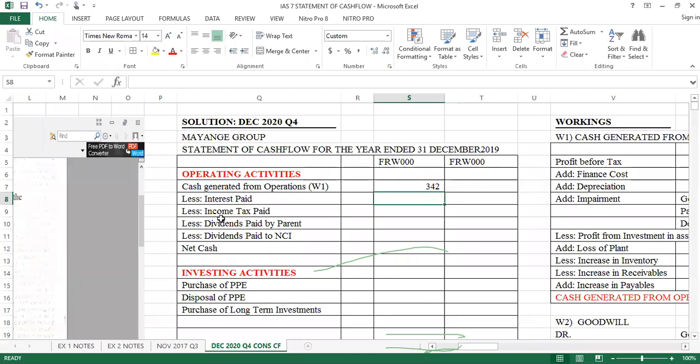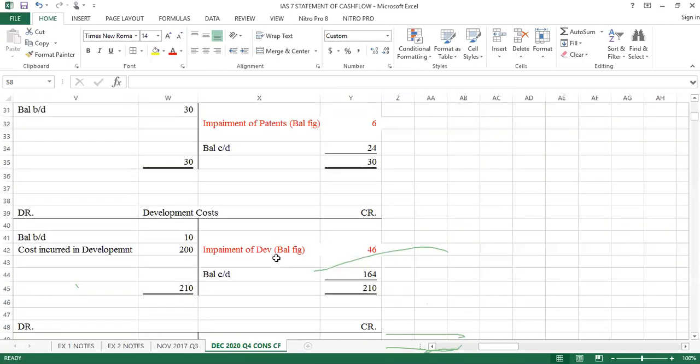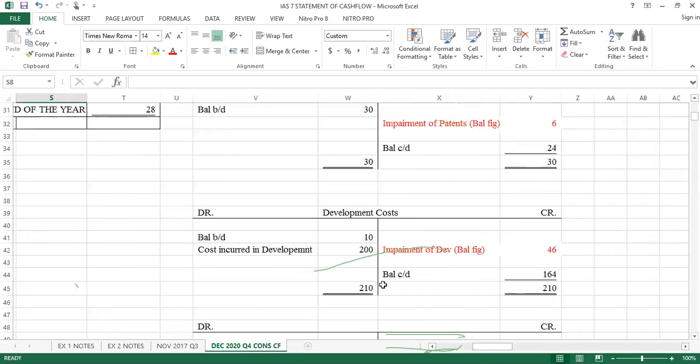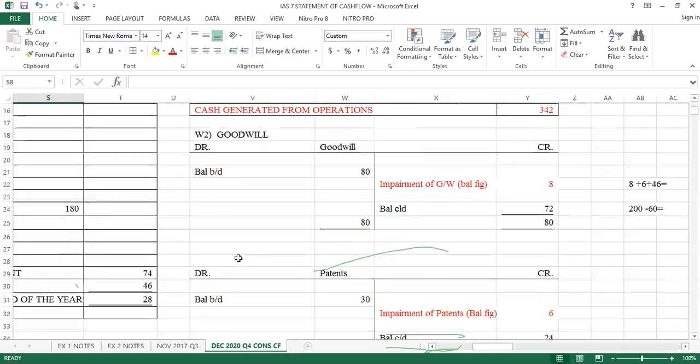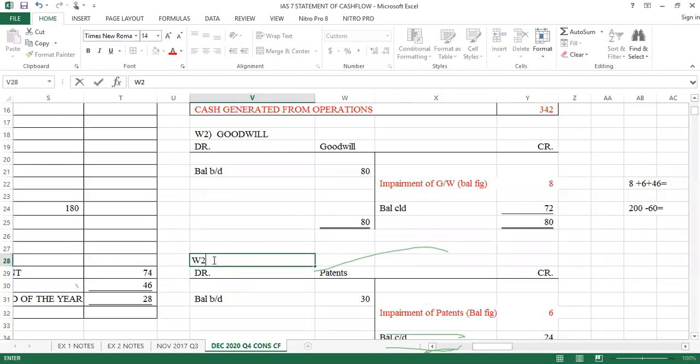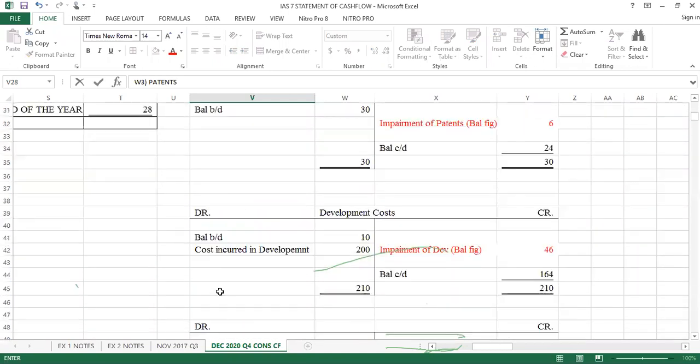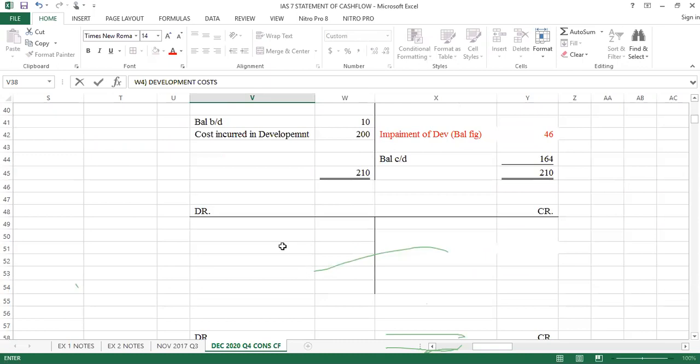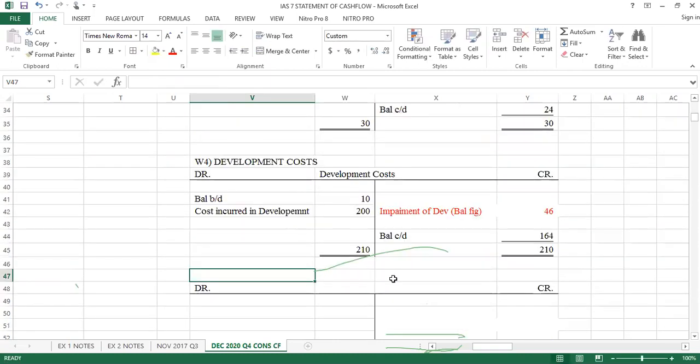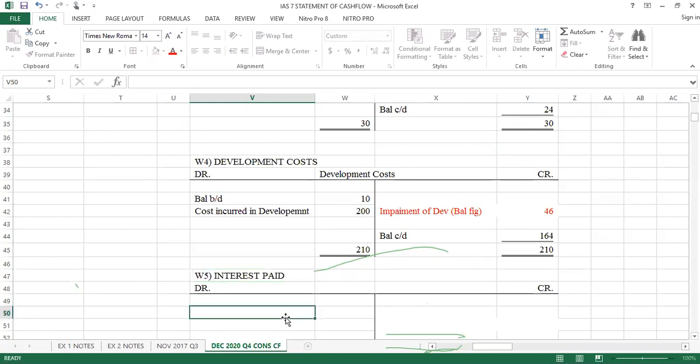So next we are going to interest paid, income tax paid, and dividends. So working 2 was goodwill. Working 3 was patents. Working 4 was development costs. We'll go to working 5. Working 5 is interest paid.